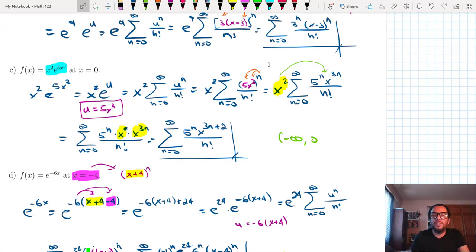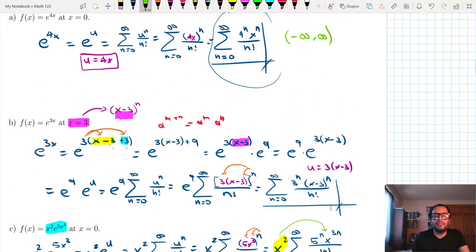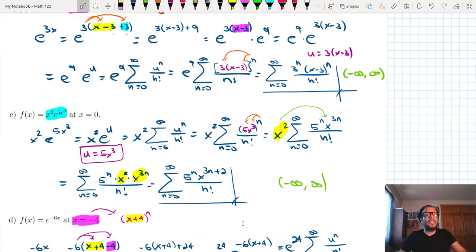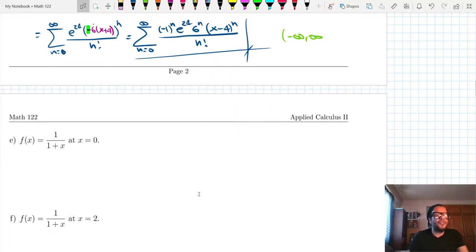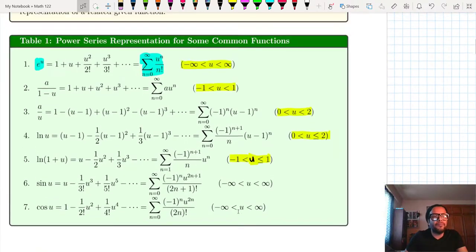No big deal for e to the x. Whatever you put for u, it's always going to give us the same interval of convergence. It's going to change for other types of functions, as you will see. So let's look at another type of function. The function f of x equals 1 over 1 plus x. It's no longer e to the x in this case. It's going to be a different function. Let's go to the table to find out which function fits better.